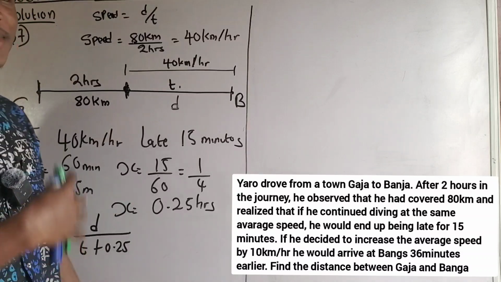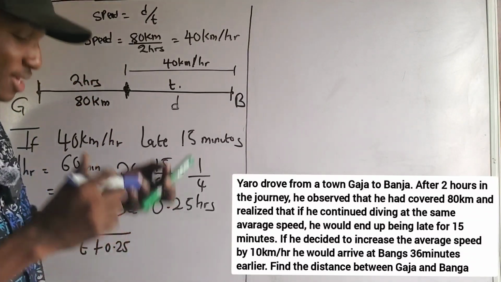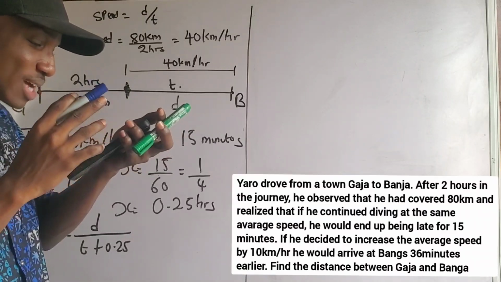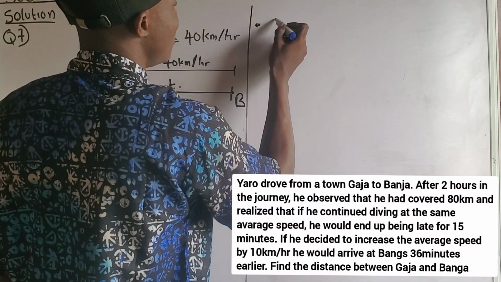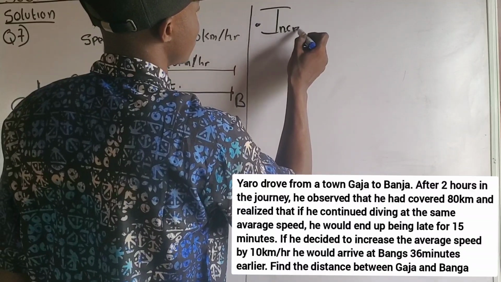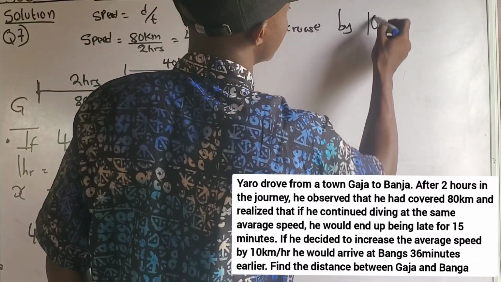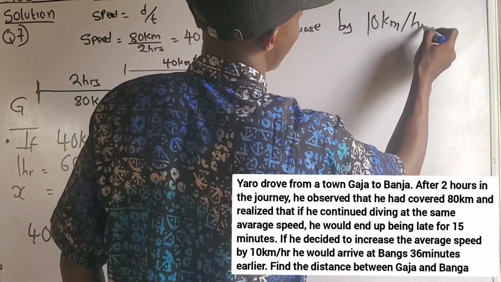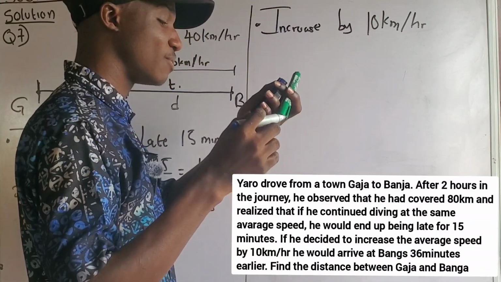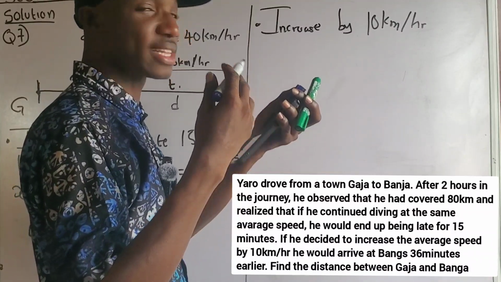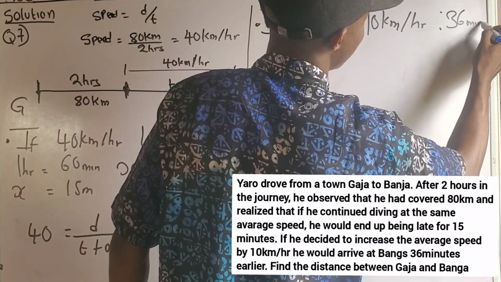Now, if he increased the speed by 10 kilometers per hour, the question says he would arrive at Banga 36 minutes earlier. So he will reach 36 minutes earlier.